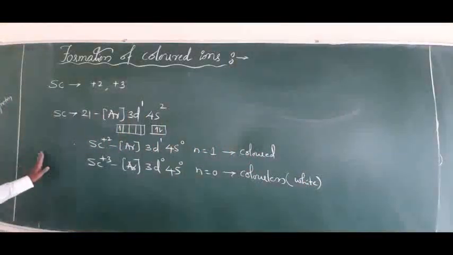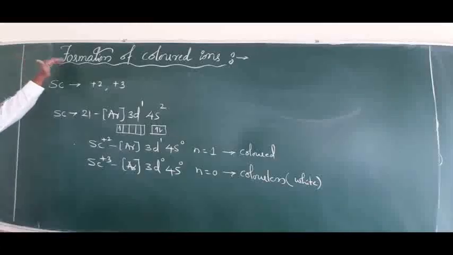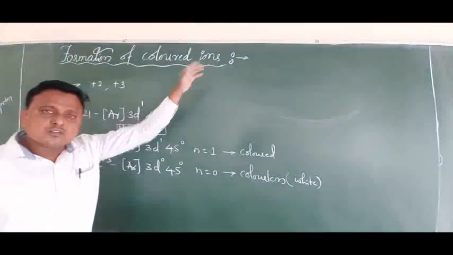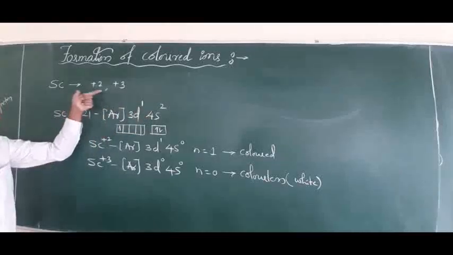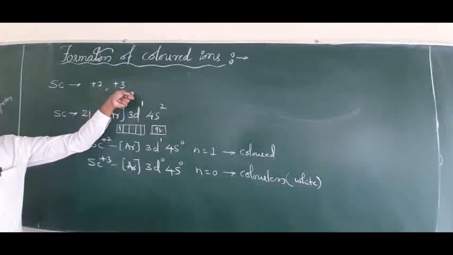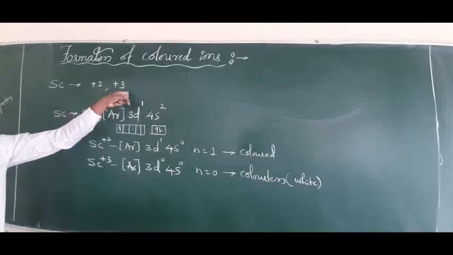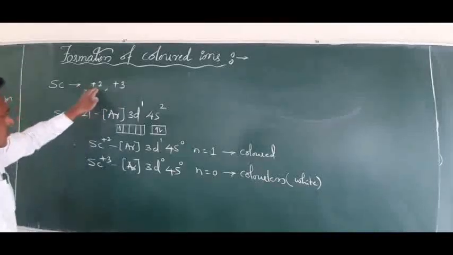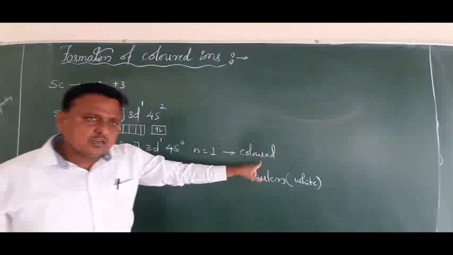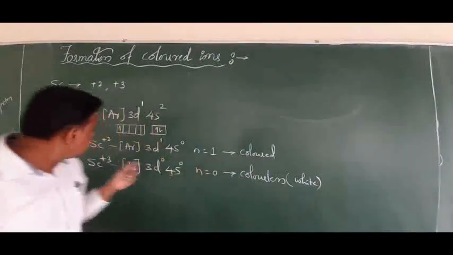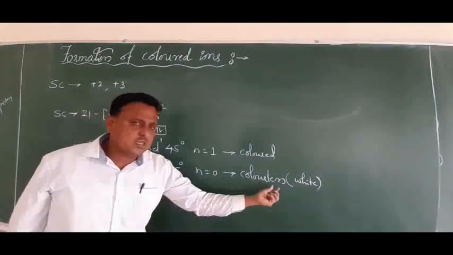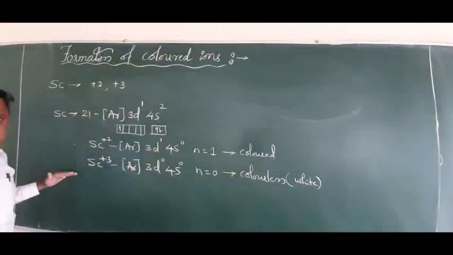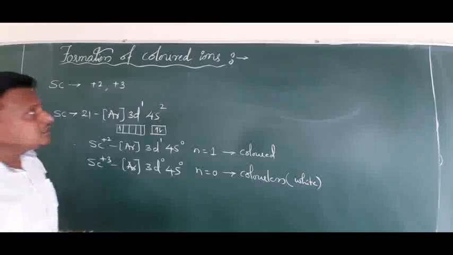We come to the conclusion that the formation of colored ions is due to removal of outer electrons, as different oxidation states are easily available. We know the variable oxidation states. In variable oxidation states, scandium +2 shows color because it has 1 unpaired electron. Scandium +3 has 0 unpaired electrons, so it is colorless. This is the simple concept of coloration of the transition metals.